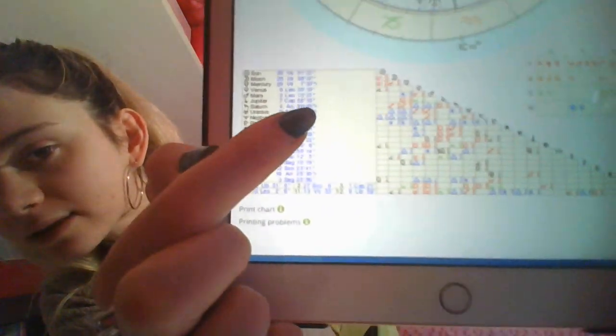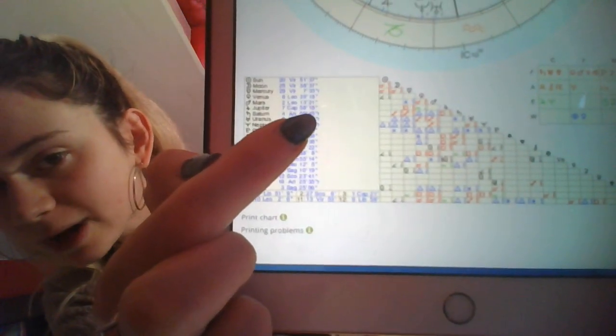So you look at that R, right? Right behind the planet. So here we have retrograde Mercury, retrograde Saturn, Uranus, and Neptune. And one asteroid, Juno, but of course if you don't calculate the asteroids, we're not going to look at them.